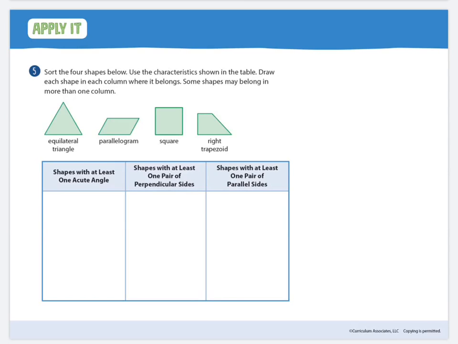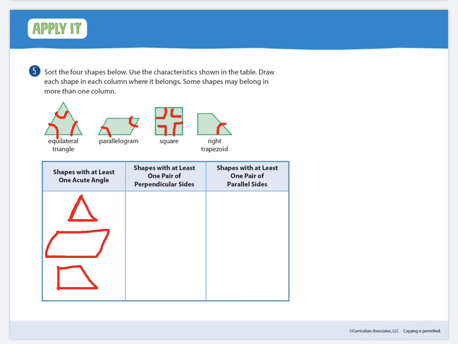So we're going to look at the equilateral triangle, and we can see that because these angles are less than 90 degrees, that they are acute angles. So the equilateral triangle belongs in the first column. The parallelogram also has at least one acute angle, so we're going to draw the parallelogram as well. The square, however, has all 90-degree angles, so that does not belong in the first column. The right trapezoid, it does have at least one acute angle right there. So this one also belongs in the first column.